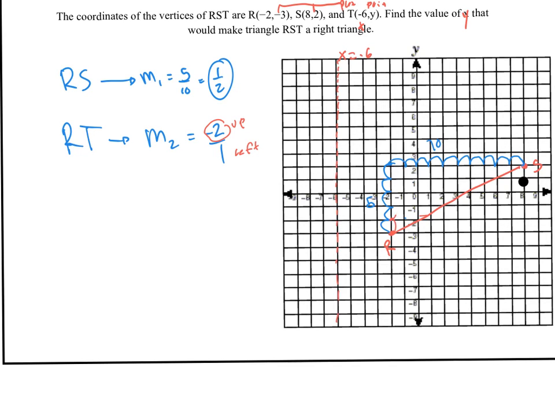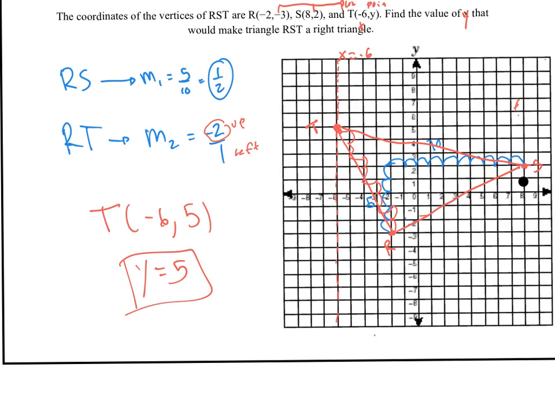So I'm going to go 2 up, 1 to the left, 2 up, 1 to the left, 2 up, 1 to the left, 2 up, 1 to the left. And that is where my next point is going to be. So this is going to be point T. You see here the x is -6, and my point is (-6, 5). So we're going to connect this. We have a beautiful right triangle now. So the point T is at (-6, 5), and so y was equal to 5.